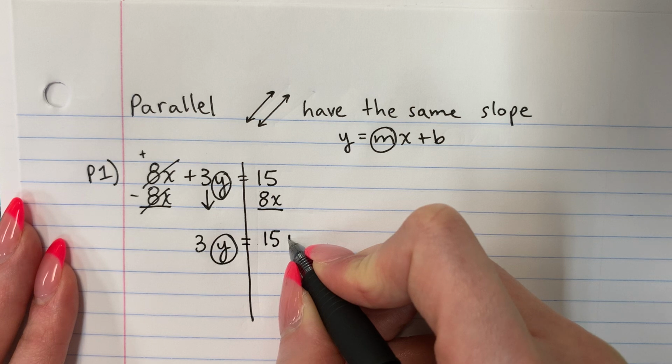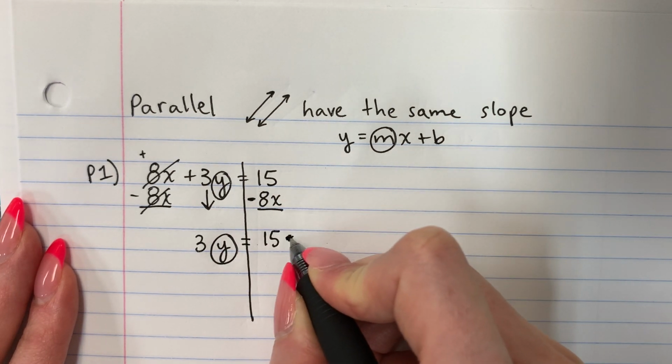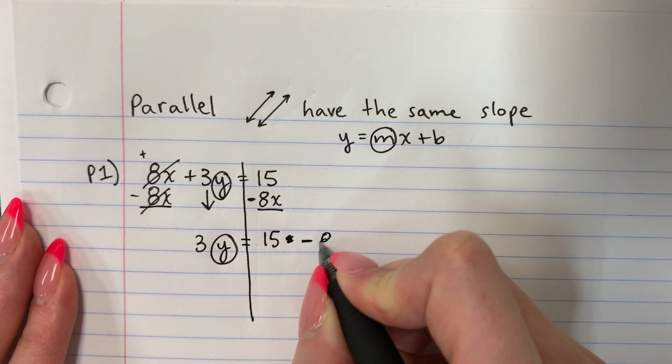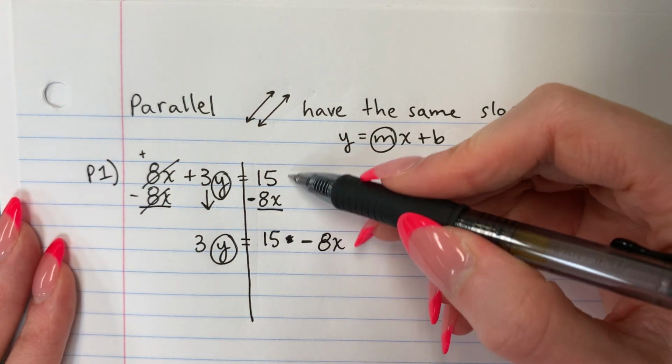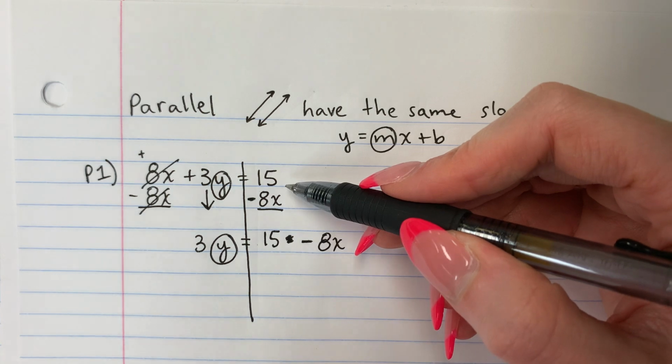So this is minus 8x. We're going to copy because they both do not have x. They have different letters. Okay?